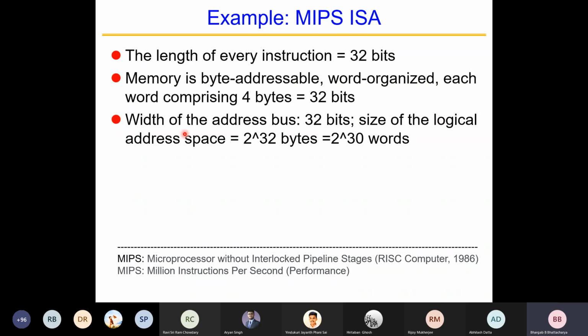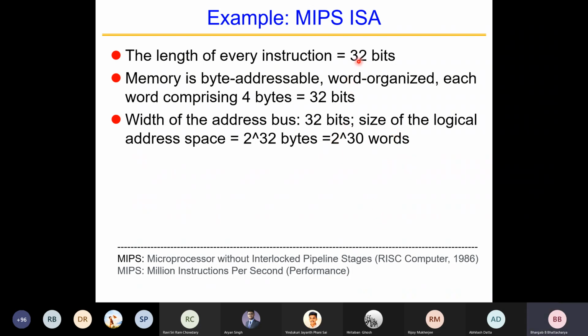Therefore, the size of the logical address space, that means that many bytes you can address, is 2 to the power 32 bytes, which means 2 to the power 30 words, because each word comprises 4 bytes. So that many words you can address using MIPS assembly language.